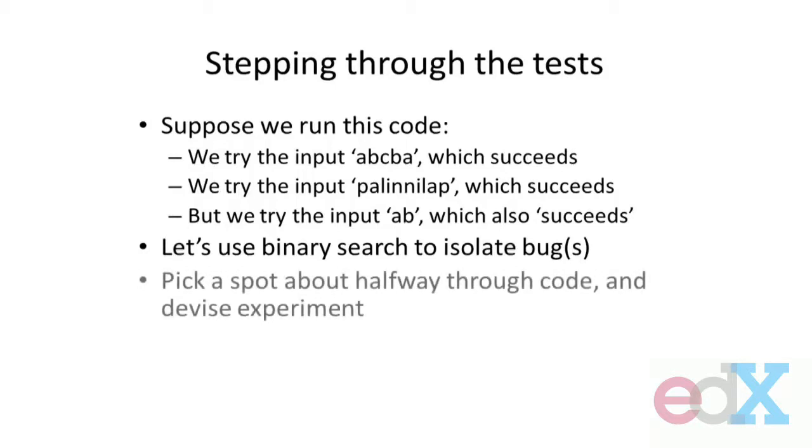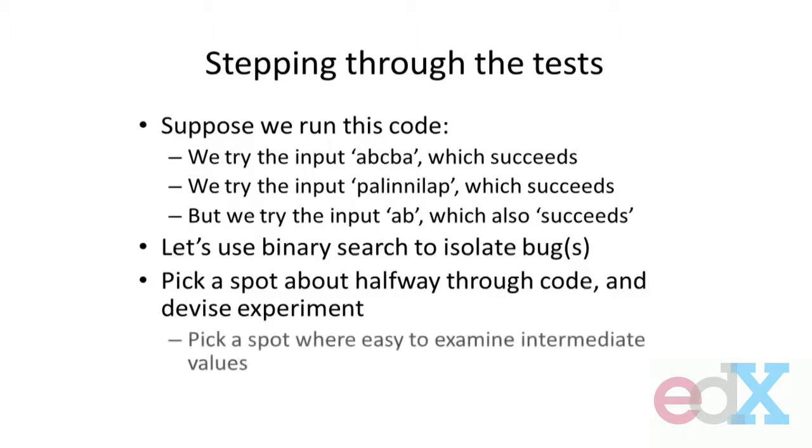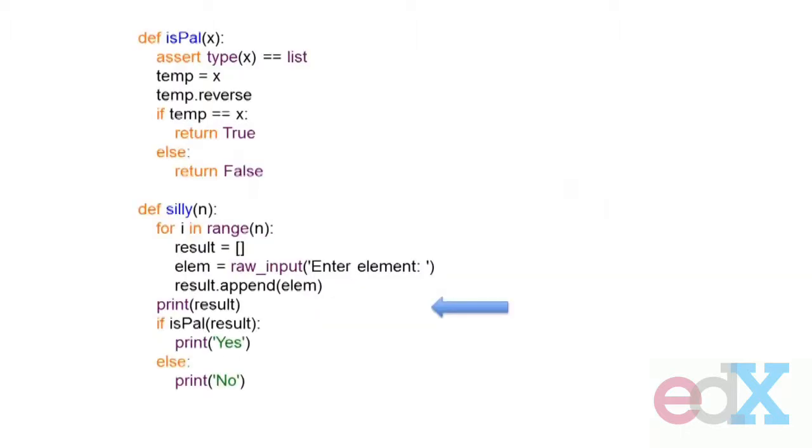Well, I'm going to pick a spot about halfway through the code. There's that binary idea. And I'm going to devise an experiment. In particular, I'm going to pick a spot where it's easy to examine intermediate values, and I'm going to put in a print statement. So, if I look inside of silly, there's the whole code for silly. And right here, that's about halfway through the code, I'm going to put in a print statement. The print statement is going to print out the value of result at this stage. Remember, silly is building up a list of inputs that it's going to pass on. So I'm going to actually ask at this stage, what's the value of result?